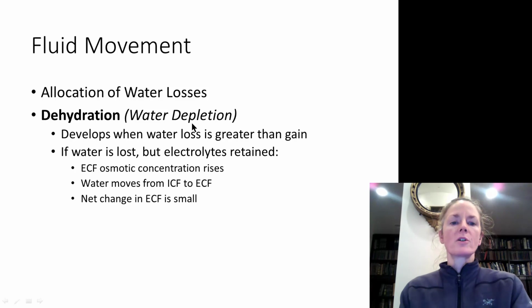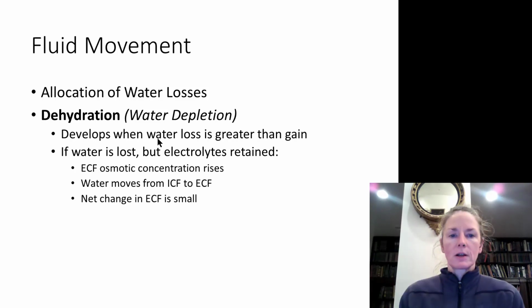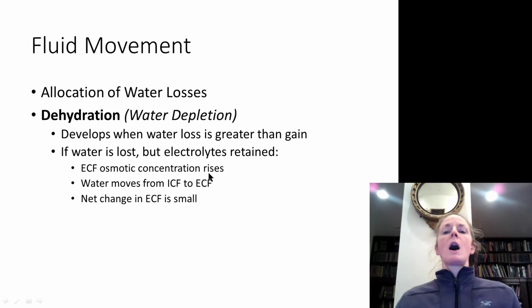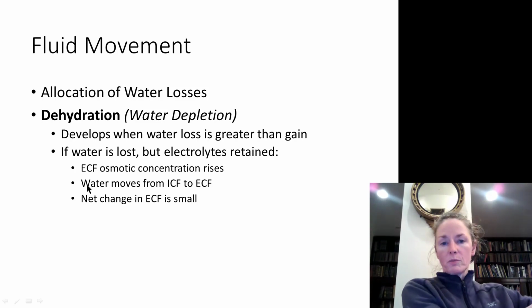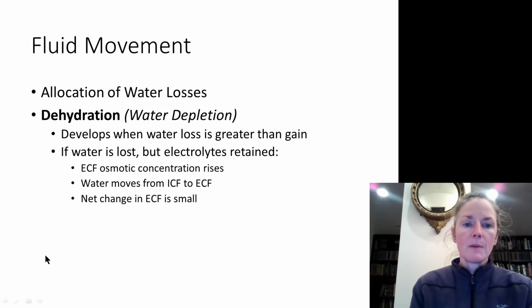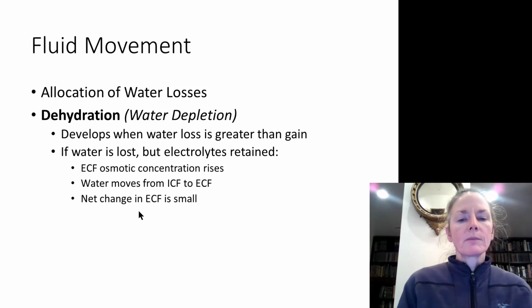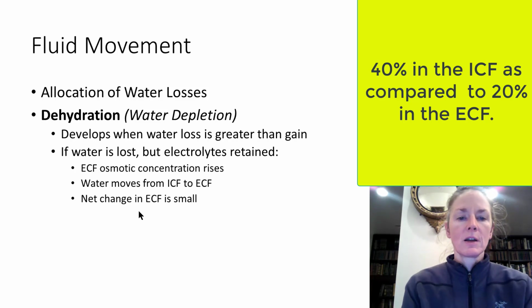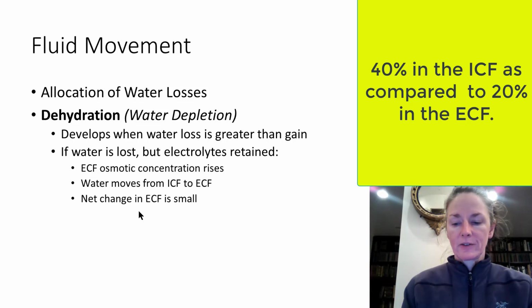All right, so what happens when we lose a lot of water? Well, we have dehydration, that's water depletion, and this is when we get water loss greater than water gain. So this is when you go out and run your marathon and you didn't quite drink enough. So your water's lost, but your electrolytes are retained. So basically your extracellular fluid osmotic concentrations are going to rise because you're reducing the volume, but you still have quite a few electrolytes in there. And so now the water is going to move from the intracellular fluid to the extracellular fluid. But because you haven't really moved a huge proportion, because remember you've got 40% in the intracellular fluid, you don't have a huge change in the overall concentration. So the net change is going to be relatively small.